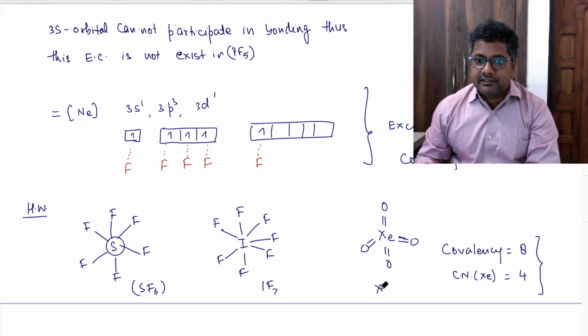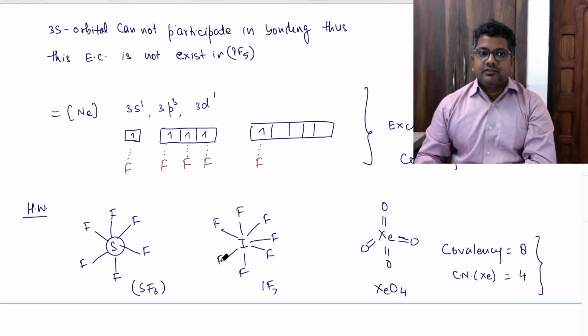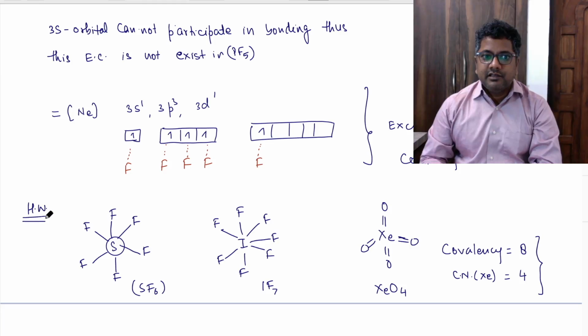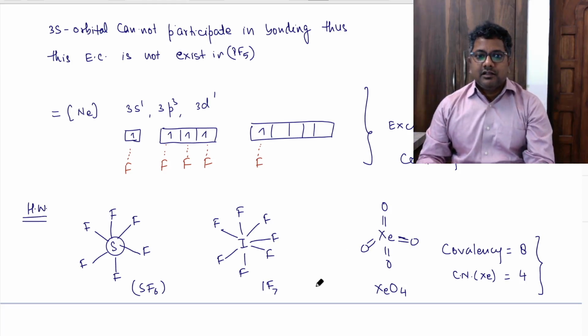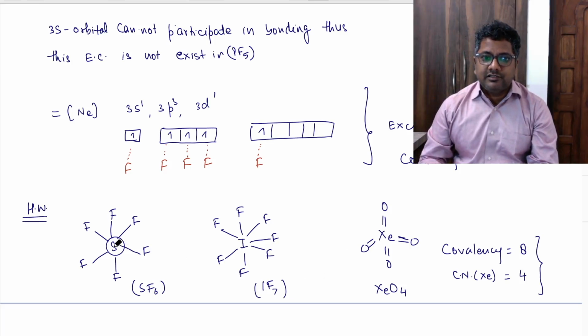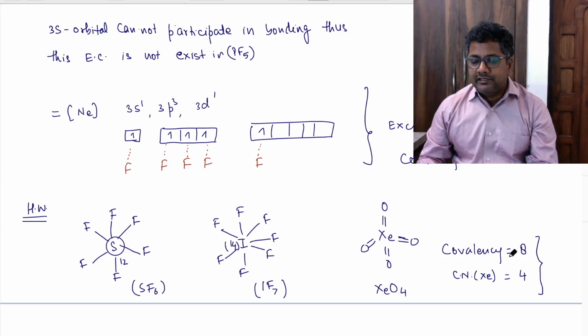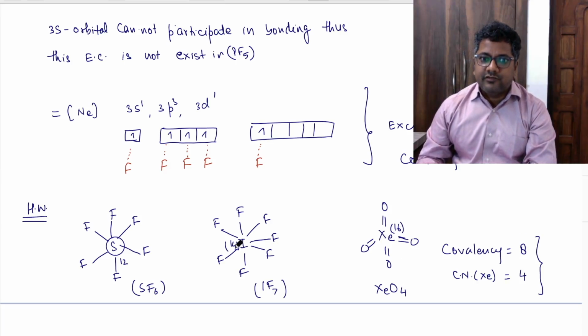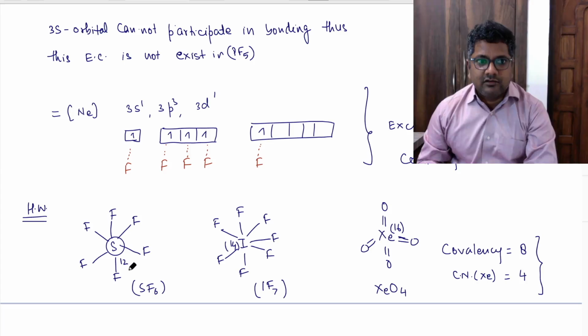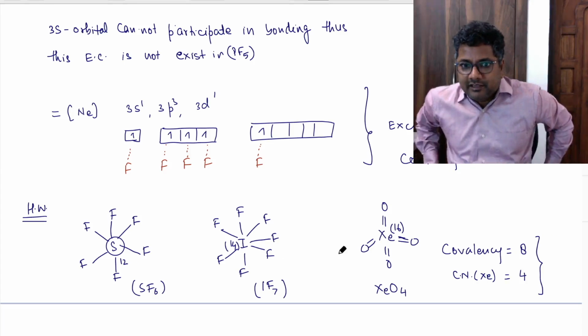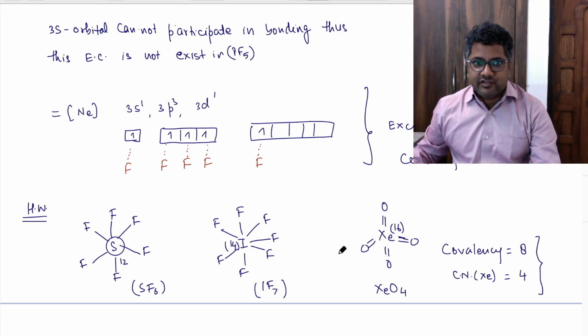So this is XeO4. All of you do all these things, write the electronic configuration, right? See here, how many electrons in the valence shell? 6 to the 12, so there are 12 electrons here. 7 to the 14, here 14 electrons, and here how many covalency? 8 to the 16 electrons, right? So 16 electrons, 14 electrons, and 12 electrons. These are the maximum number of electrons in the valence shell, right?